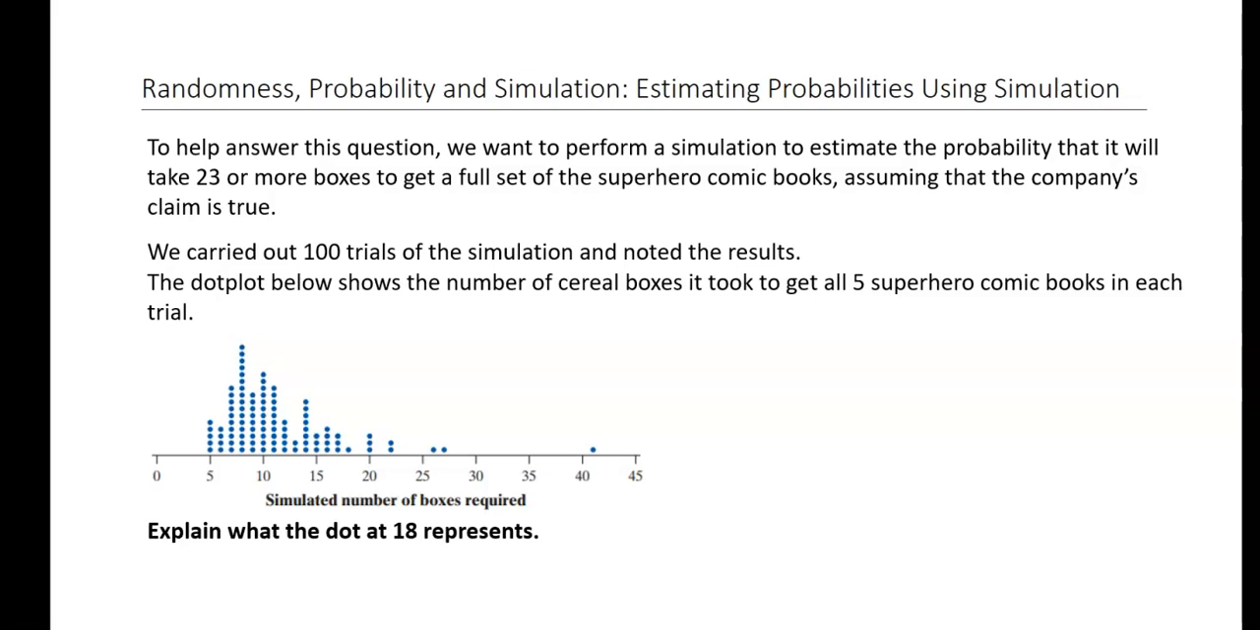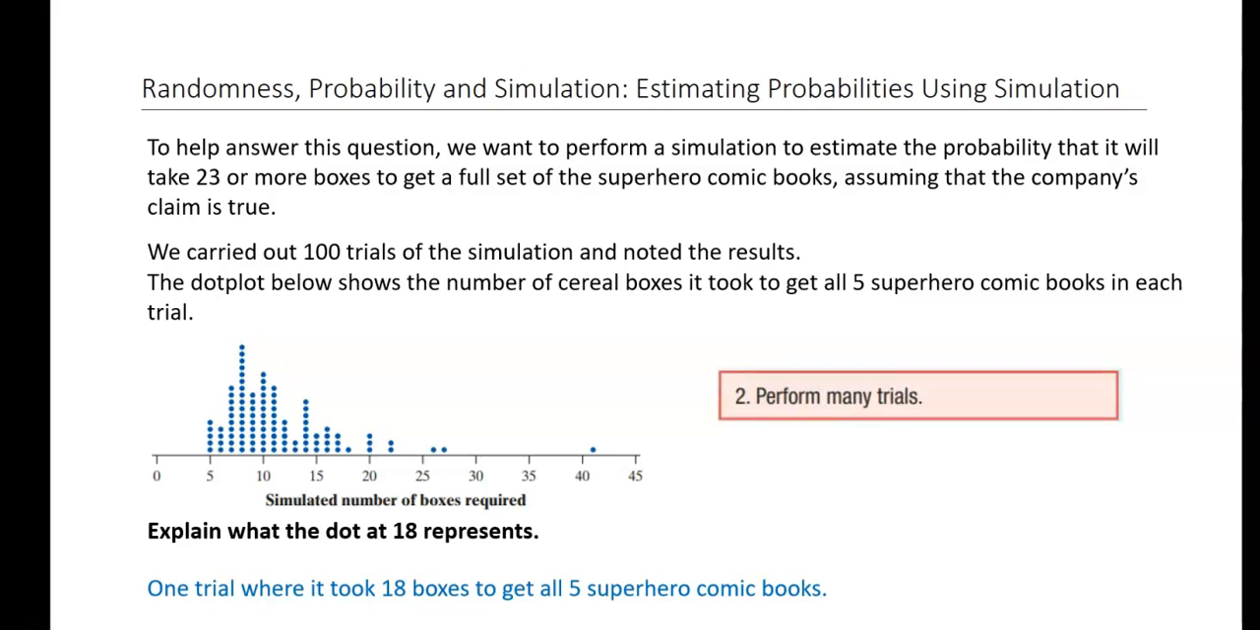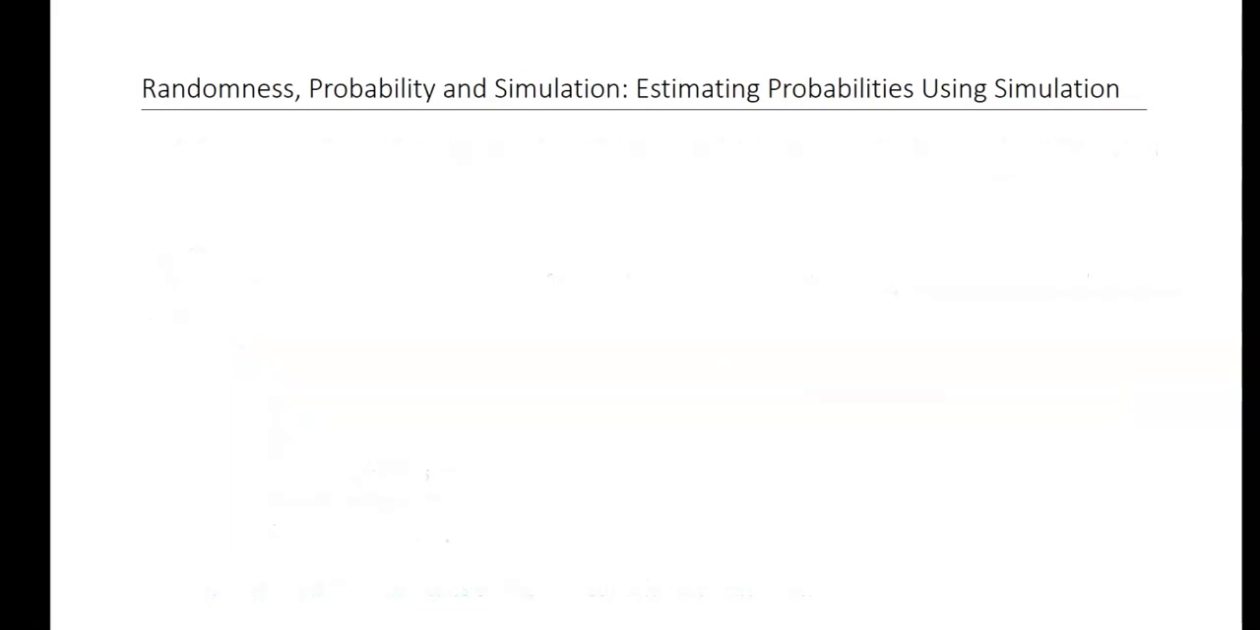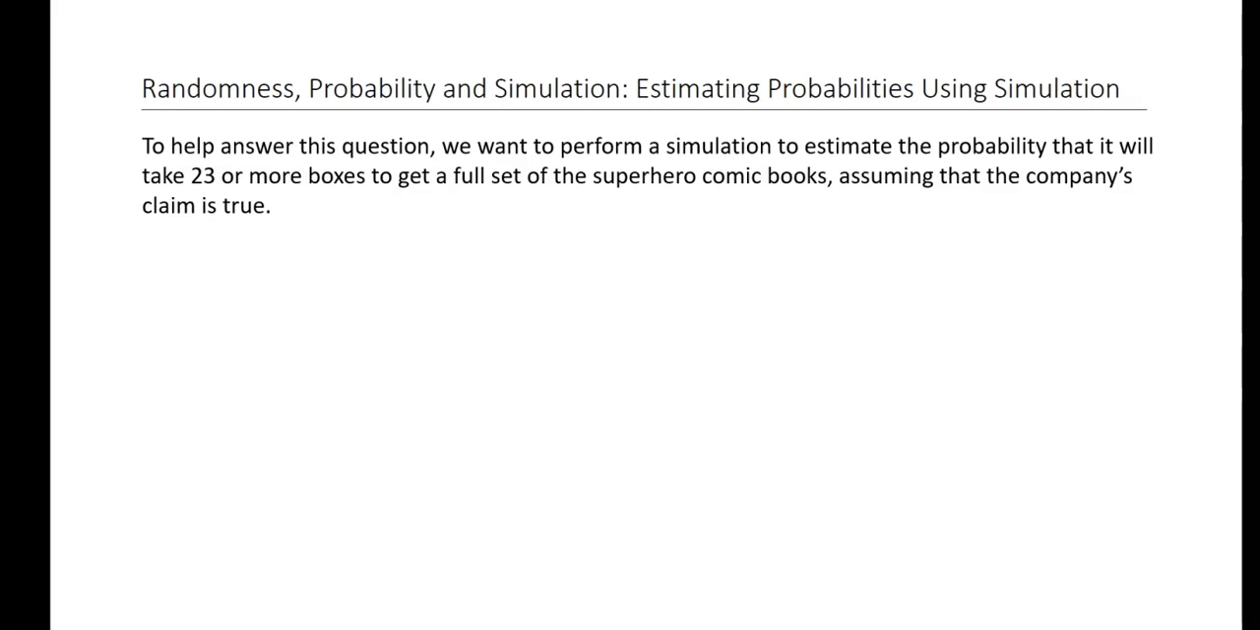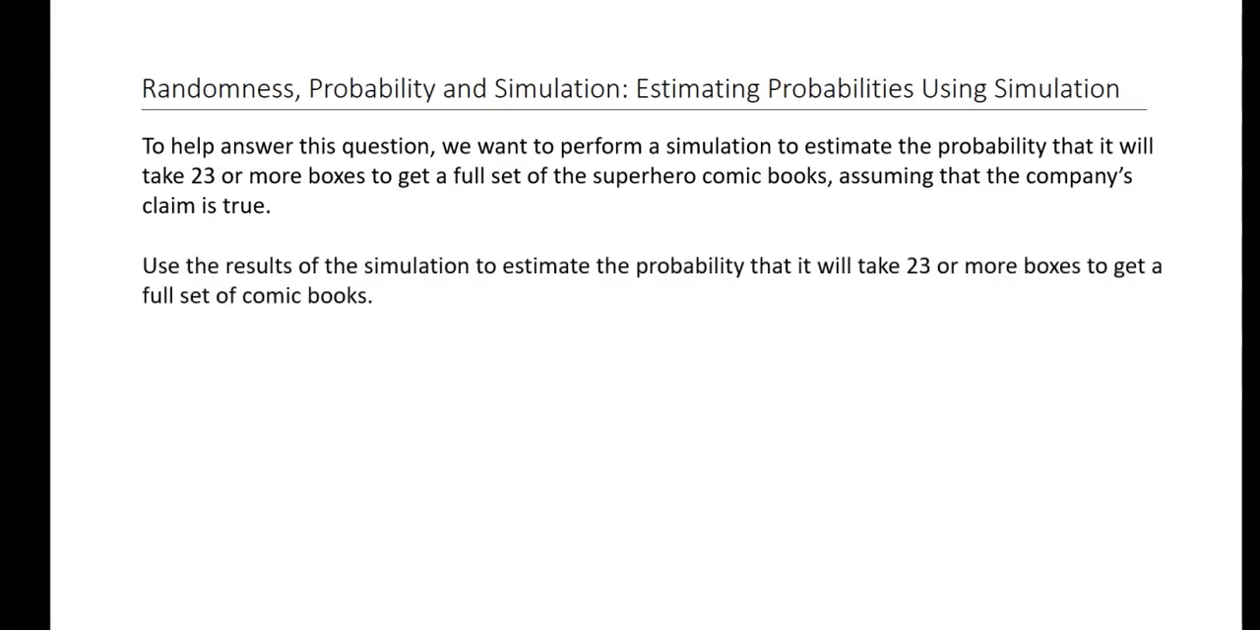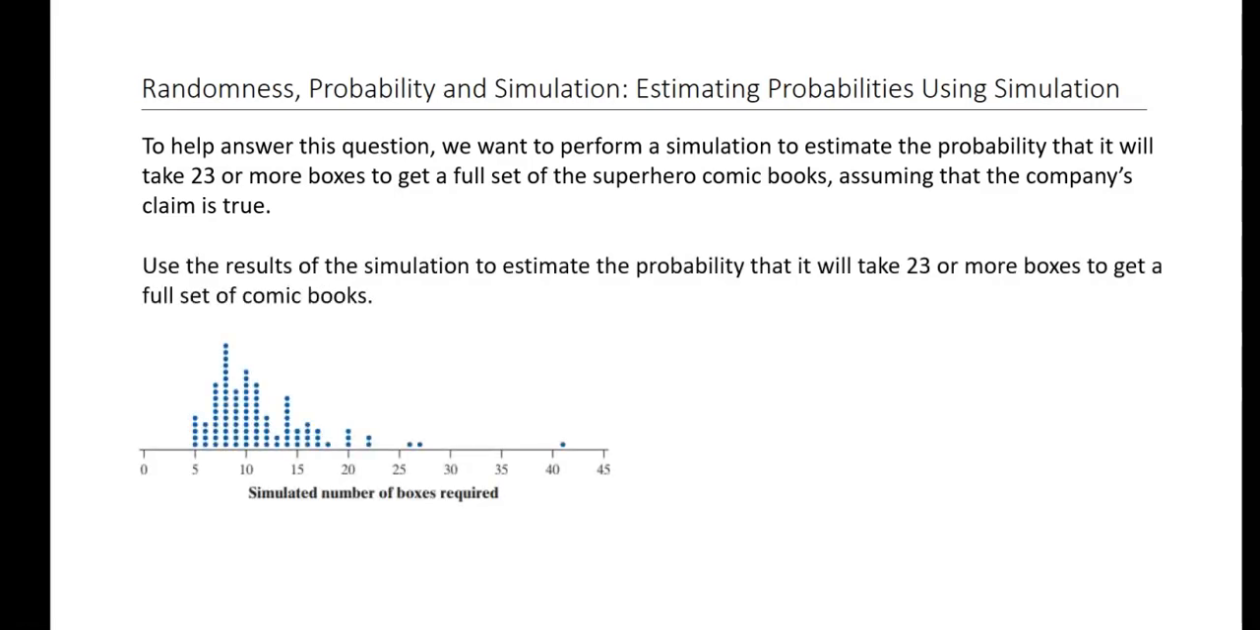What does the dot at 18 represent? So sometimes I just ask you about one of those random dots, just make sure you know what it means. One trial where it took 18 boxes to get all 5 comic books. Of course, you're going to perform many trials, in that case 100 in the simulation. We want to perform a simulation to estimate the probability we'll take 23 or more boxes. And we're going to use the simulation. So here's the simulation that was done for us here.